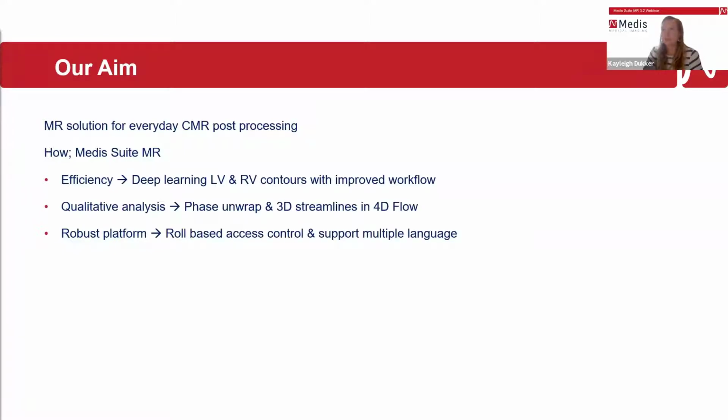So for the efficiency, we have embedded an improved, upgraded deep learning algorithm to create the LV and RV contours. And with that, we have also improved our workflow for the function analysis. So this will go quicker and with less adaptations needed for the contours to get your values in there. I will elaborate on each of the items in a bit more detail later on.